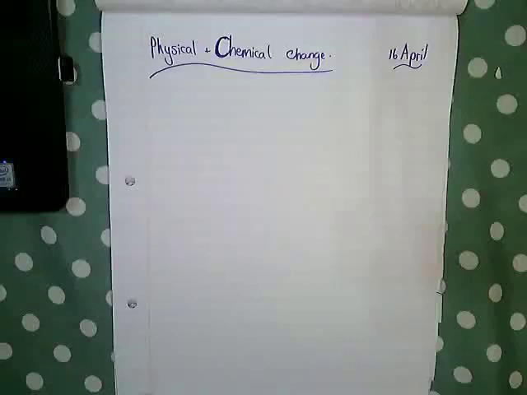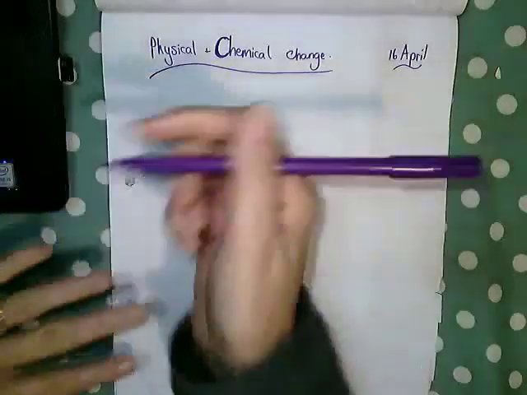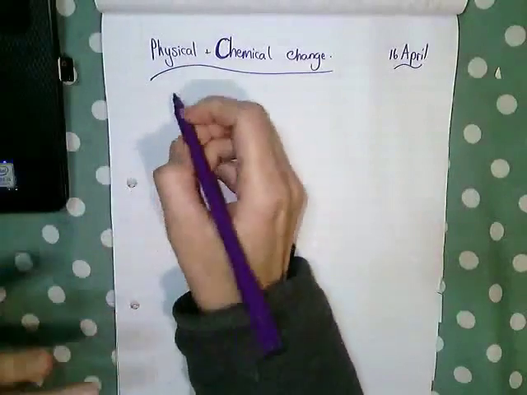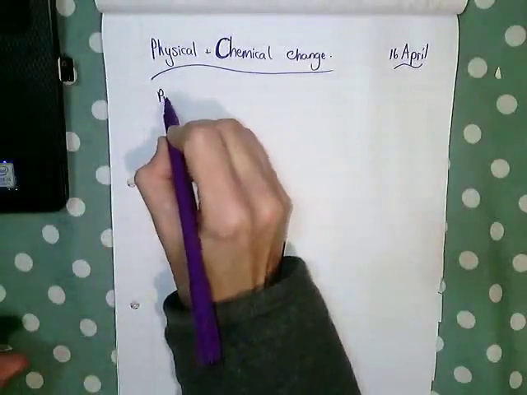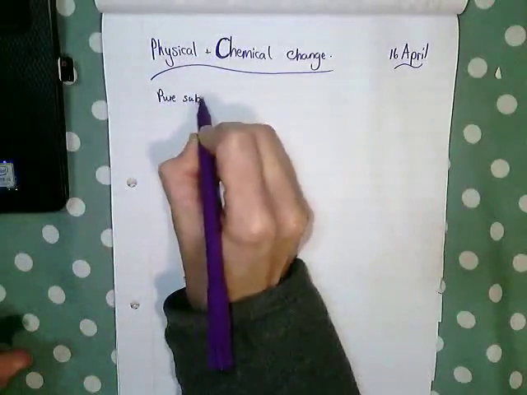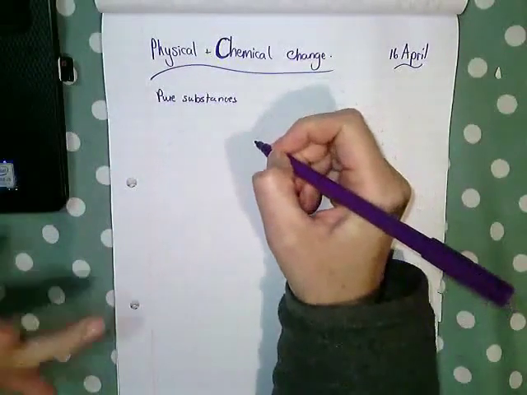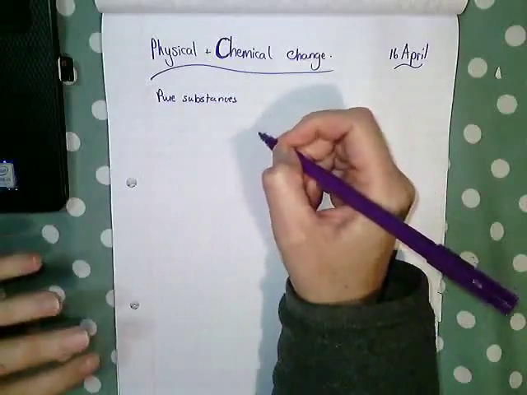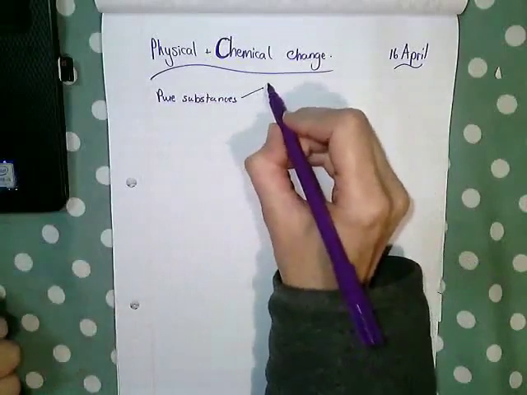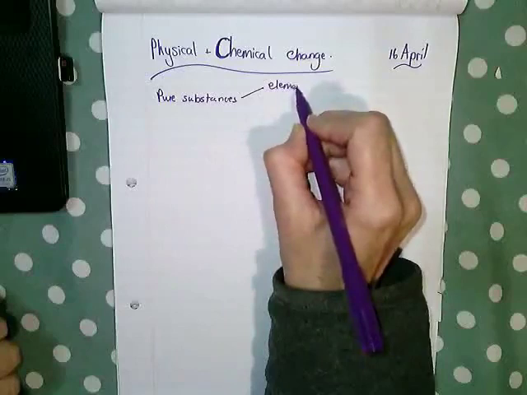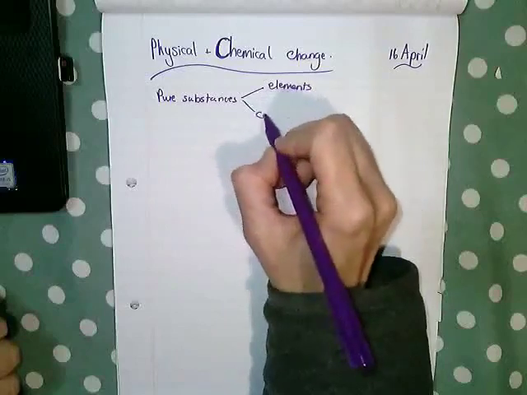Okay, so here are just a few concepts of the chapter on physical and chemical change that might be confusing. I just quickly want to say that we have pure substances, and pure substances are substances that are always the same. Those would be elements and compounds.